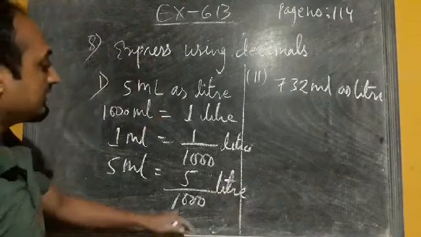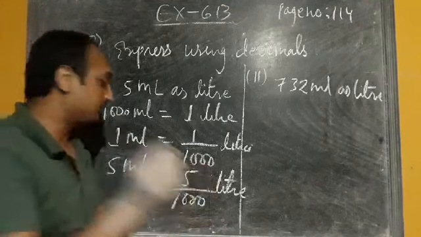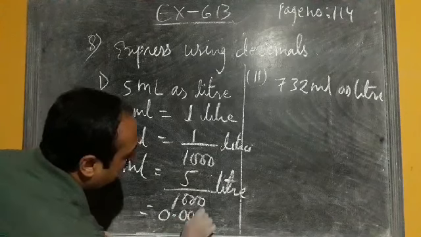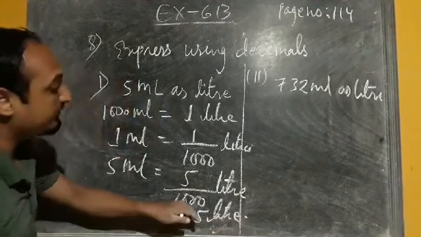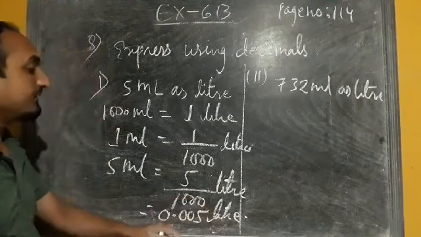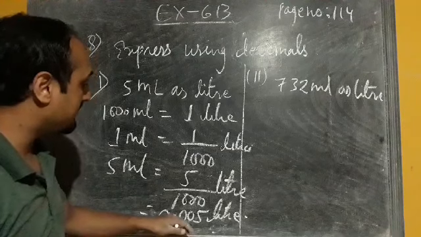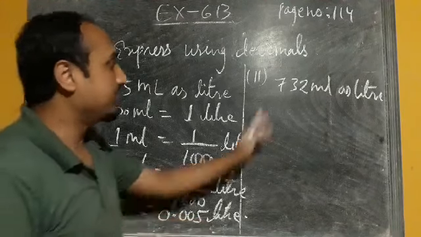So see, we have 3 zeros. So after the decimal point we have to write 3 numbers. So this can be written as 0.005 liter. Okay, you can check it. If we have 3 zeros in the denominator, after the decimal we have to write 3 numbers. So 3 numbers after the decimal we have 0.005.